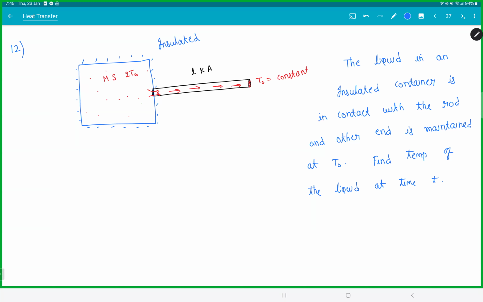After a long time, what will happen to the temperature of the liquid? If you keep it for a long time, finally what will be the temperature of the liquid? 0 or T naught? It will become T naught, right? Heat will stop flowing, no? So this temperature and this temperature will become equal. So if I put t equal to infinity in the options, I should get T naught. Make sense? Mostly you'll be able to eliminate 2 options.